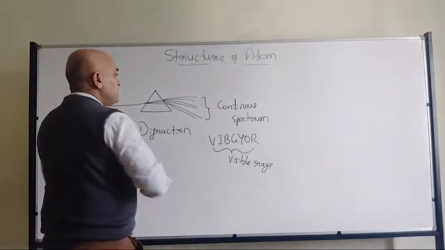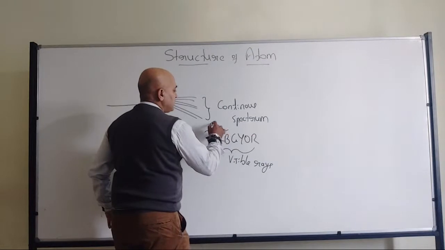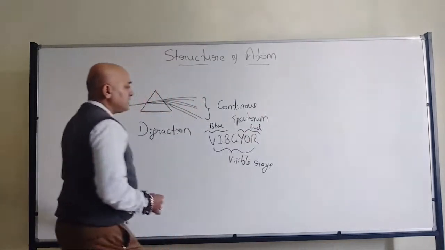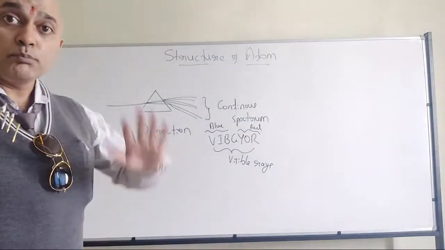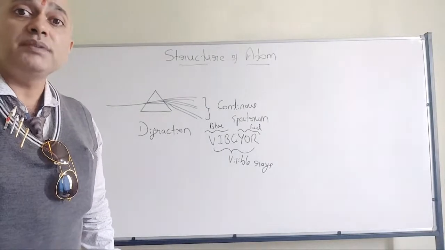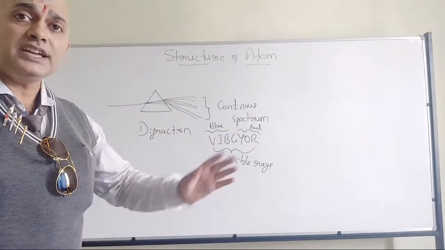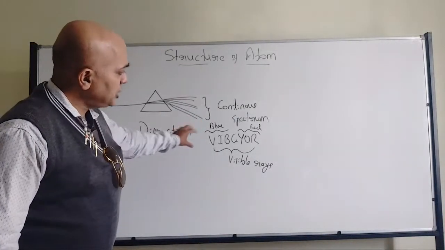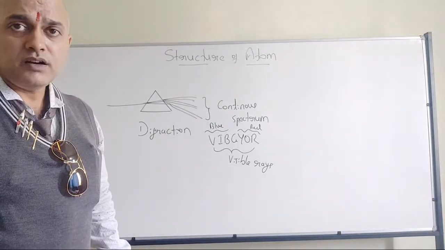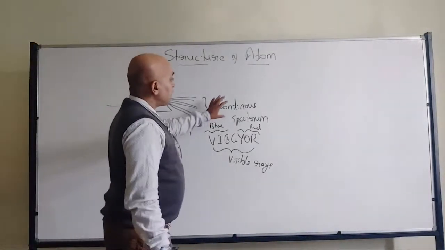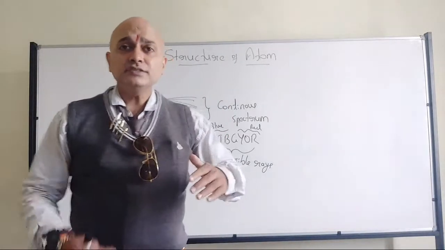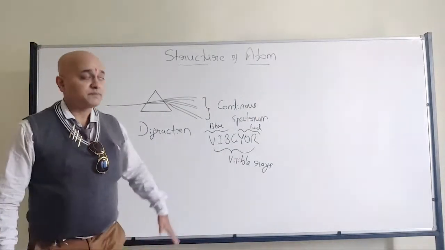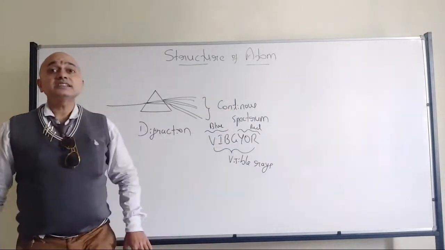Right? So in short, they will say this one is the blue region of the visible spectra and this one is the red region of the visible spectra. Broadly, we can classify visible radiation as blue radiation and red radiation. All of you have understood? They are called continuous spectra because there is no clear demarcation. They are continuous with respect to each other.